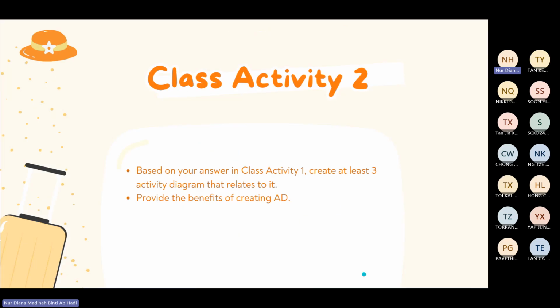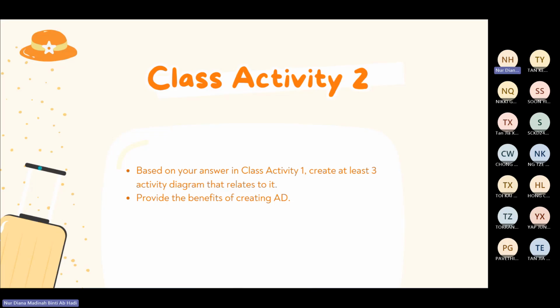So next, based on the answer just now, you need to create at least 3 activity diagrams that relate to it. And then you tell me what the benefits of your activity diagram are. For example, you choose the ATM. Inside the ATM, you have a few actions, right? You have edit, withdraw, what else? Deposit. So if you want to deposit money, what would be the process you need to do? You have to illustrate them.